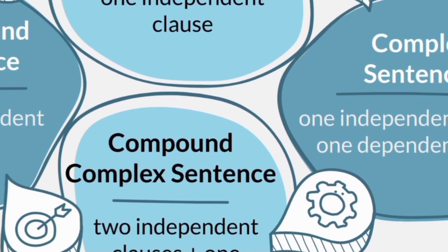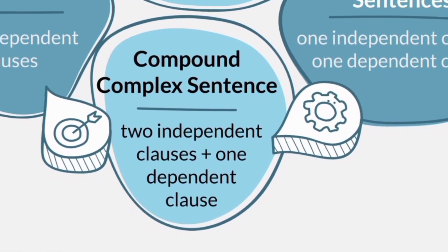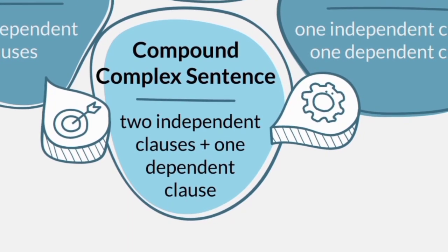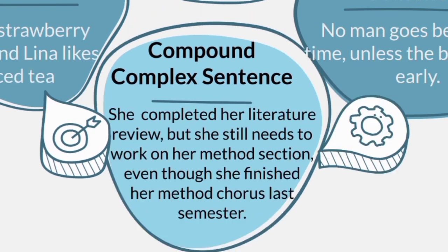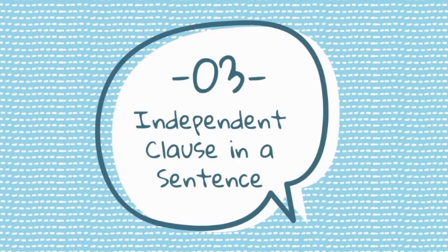A compound-complex sentence contains at least two independent clauses and at least one dependent clause. For example, she completed her literature review, but she still needs to work on her method section, even though she finished her method course last semester.